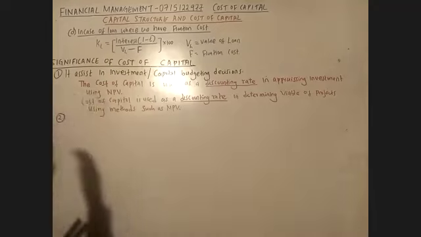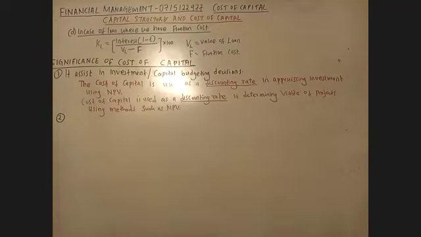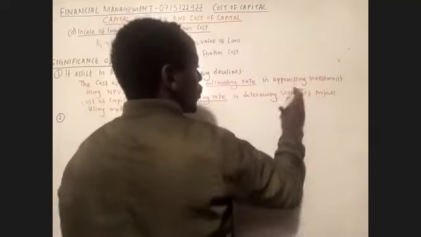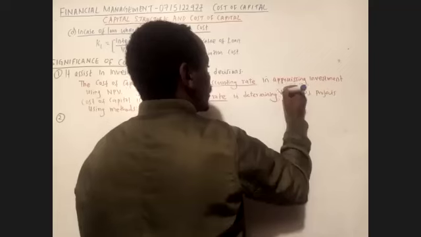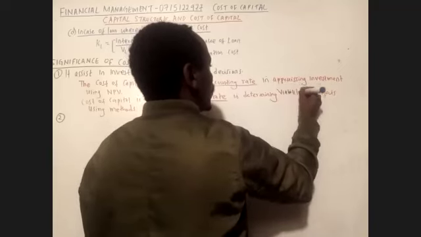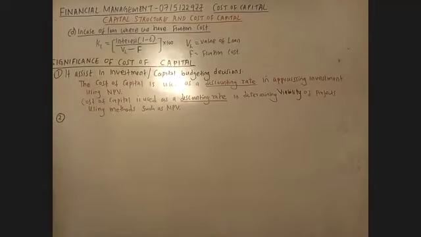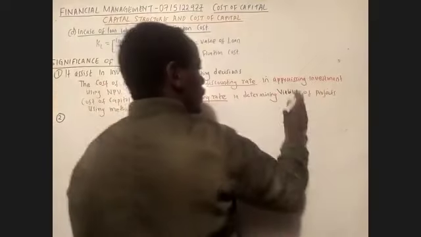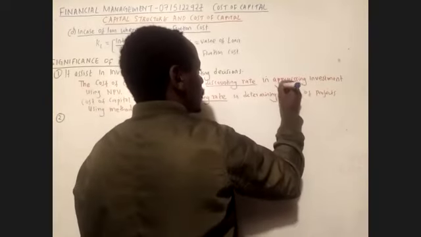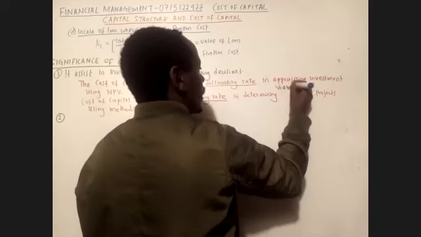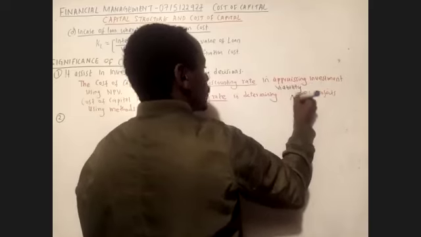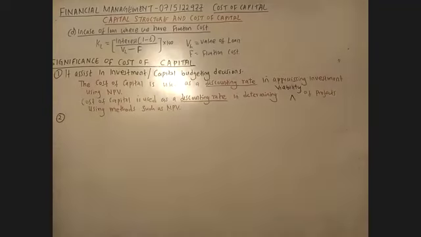So ukumbuke tu, the cost of capital is used as a discounting rate when discounting projects or when determining viability of the project. Viability kama inaonekana vizuri. Supposed to be viability of the project.